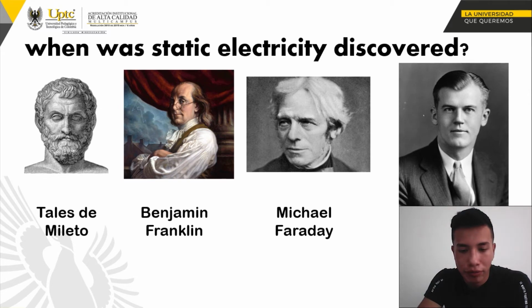Later in 1832, Michael Faraday discovered that static electricity was the same as that produced by the battery or a generator. It wasn't until 1939 that Robert J. Van de Graaff developed a static electricity generator.